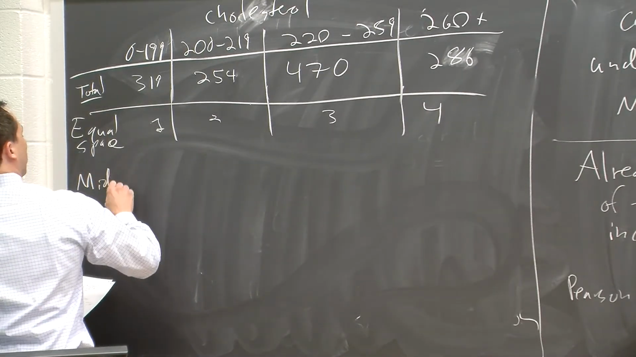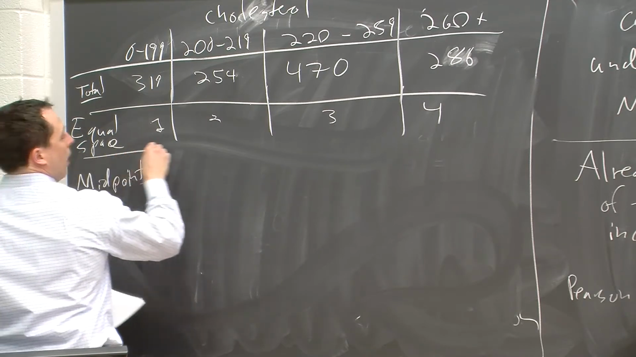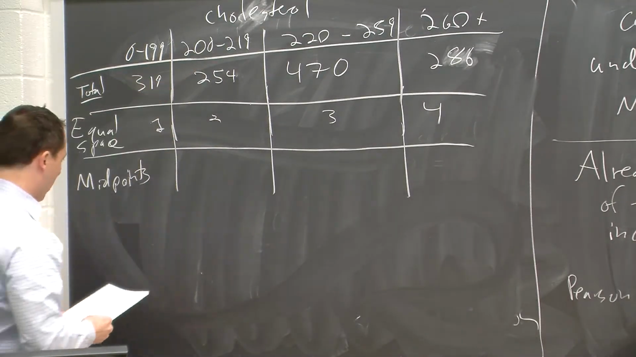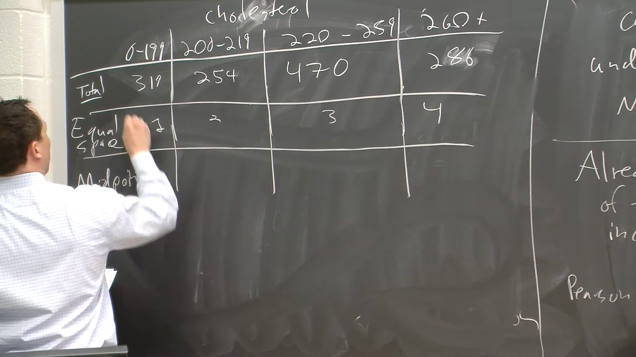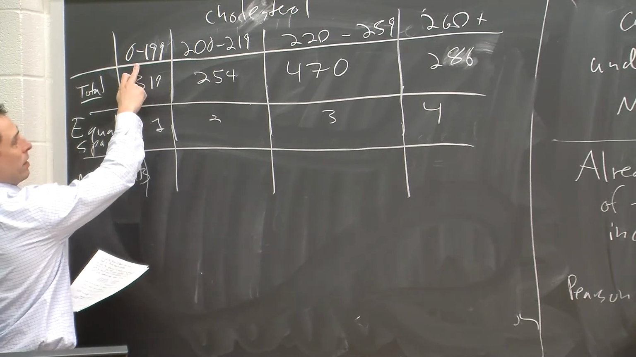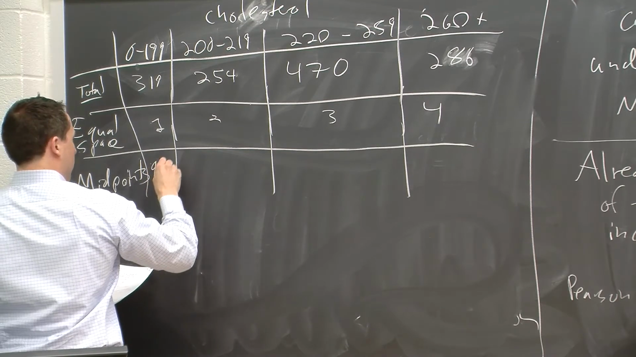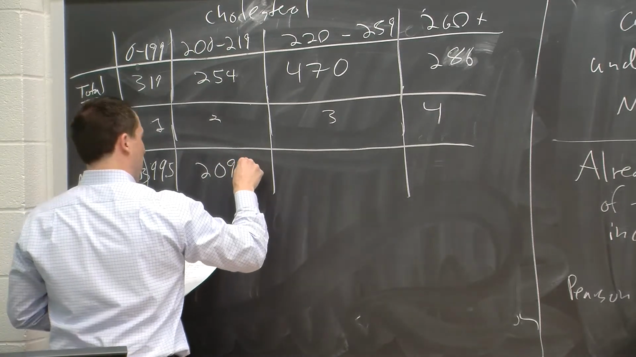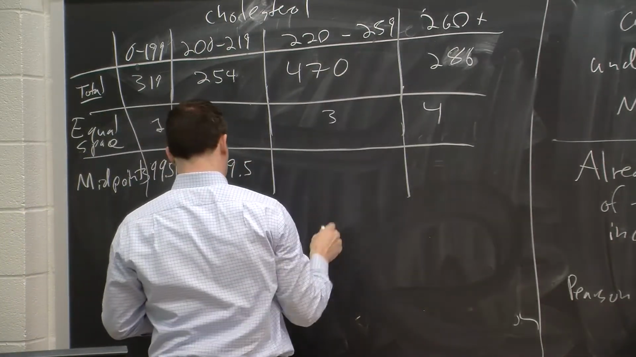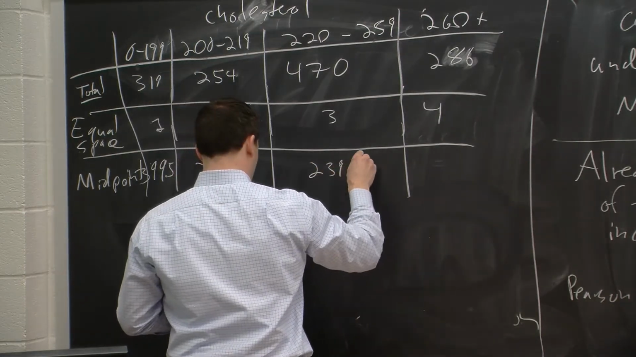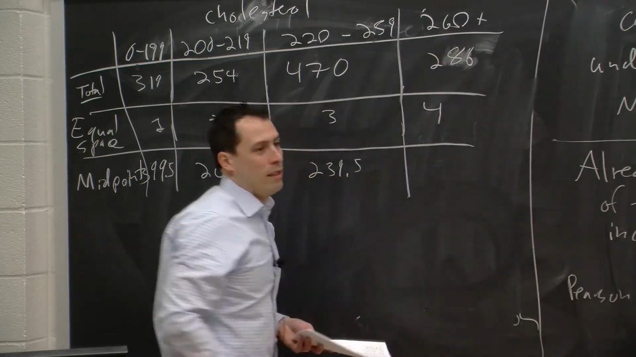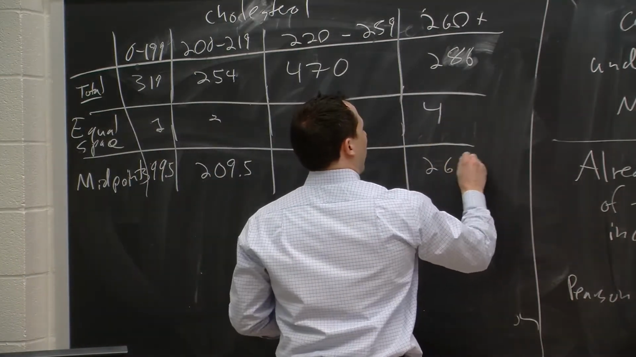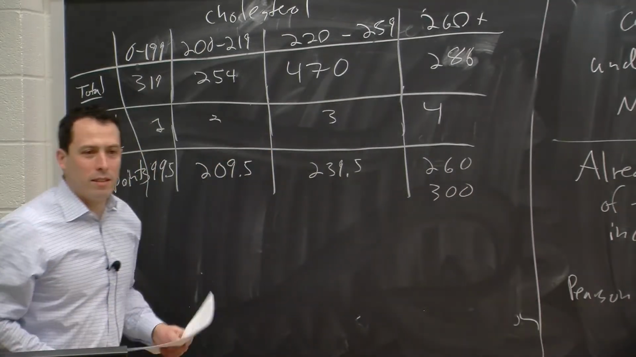I could do midpoints. If I know the numerical values of my original data, these numbers here, I could use those to assign a number. So halfway between 0 and 199 is 99.5. Halfway between 200 and 219 is 209.5. Halfway between 220 and 259 is 239.5. And up here, well, I don't know, because I don't really know how high it went. So either I would say maybe 260, or I would just pick some number based on my knowledge of the data.